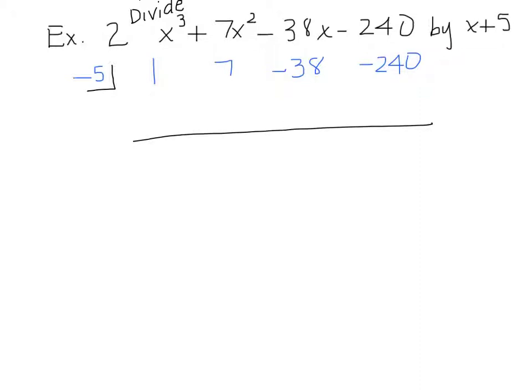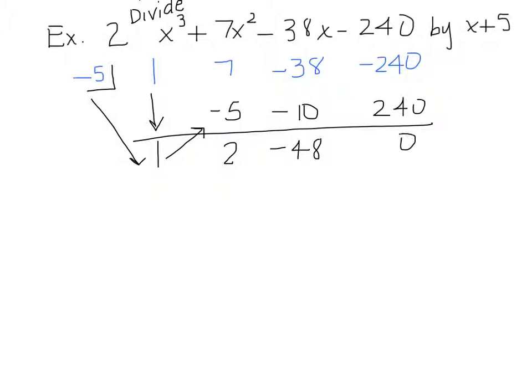Remember, the first step is bring your first term down, and you multiply by your divisor. Negative 5 times 1 is negative 5. Then you add going down. Negative 5 times 2 is negative 10. And then you add going down. Negative 48 times negative 5 is 240. And then you add going down.